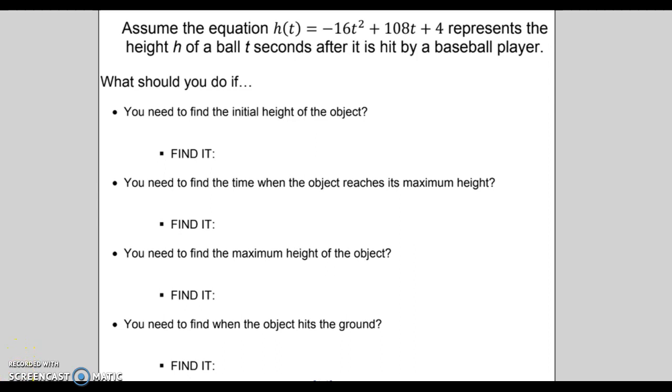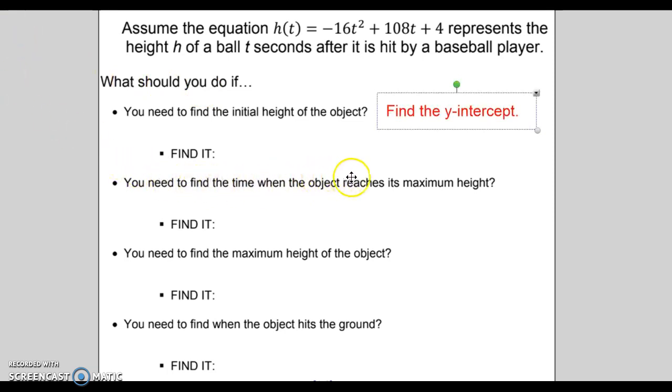So we really already discussed what each of these are. For the initial height of the object, we want to find where no time has passed on our graph, which occurs at the y-intercept. So to find the initial height of the object, you need to find the y-intercept.